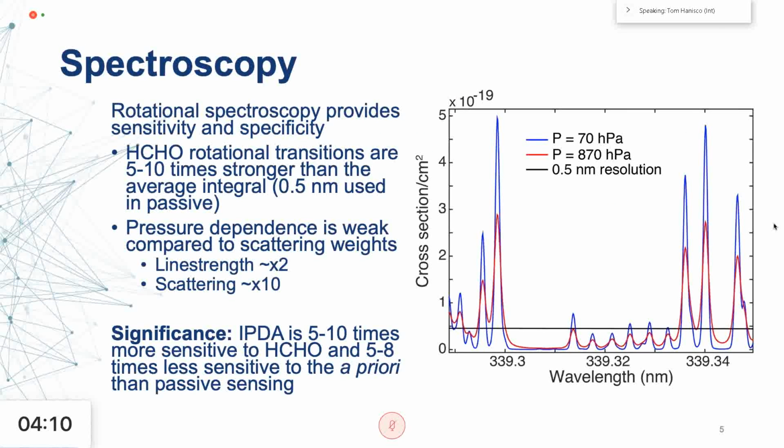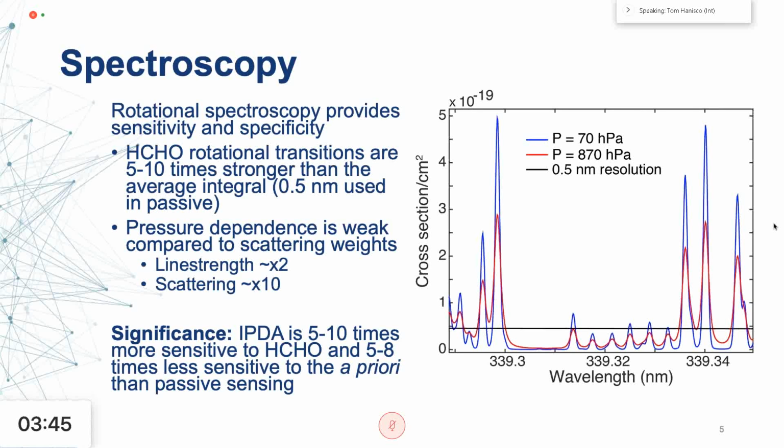The point here is that if you can resolve these rotational lines, they're 5 to 10 times more sensitive than this integrated cross-section of formaldehyde. Passive sensors use half nanometer resolution. So we're about 5 to 10 times more sensitive to formaldehyde than a passive sensor using this kind of spectroscopy.